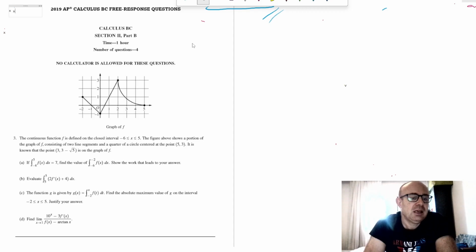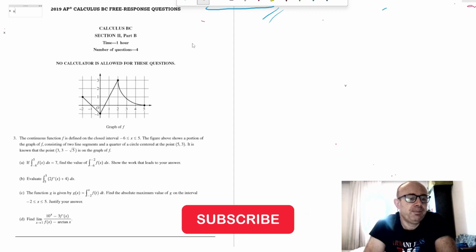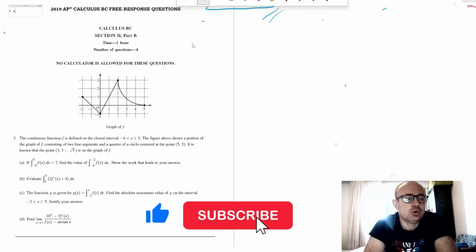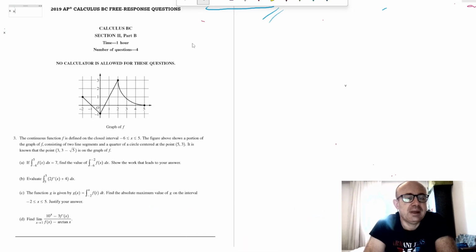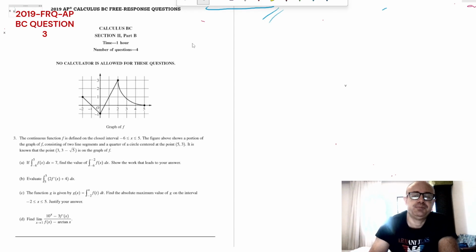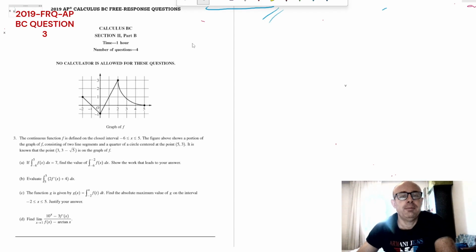Part A. If the integral of f of x from -6 to 5 is equal to 7, find the value of the integral of f of x from -6 to -2 and show the work that leads to your answer. Part A.